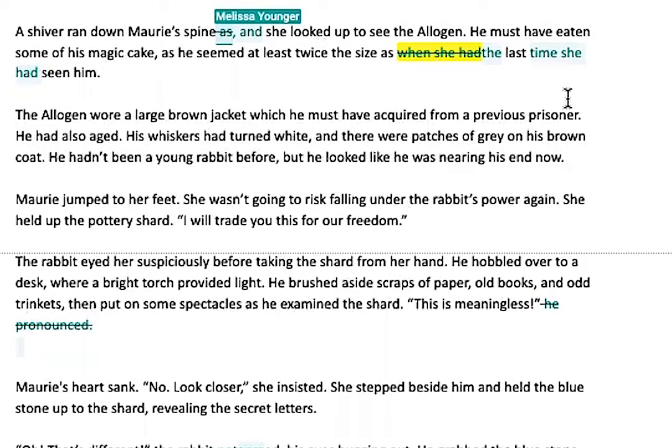And then the next sentence says, "He must have eaten some of his magic cake, as he seemed at least twice the size as the last time she had seen him." I had "when she had last seen him," and that felt a little formal for a children's book. So I tried to make the language a little less formal there.